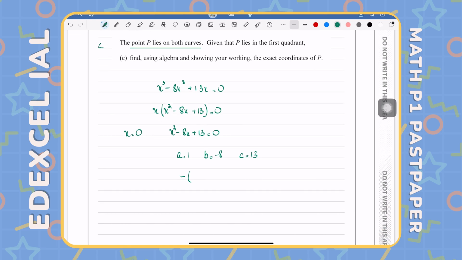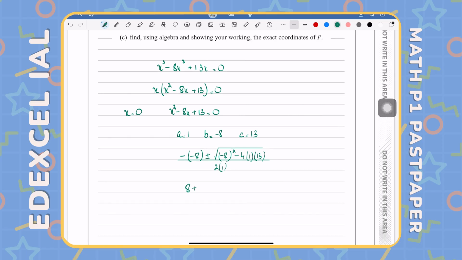So let's plug in these values in the quadratic formula. So minus -8 plus or minus the square root of b squared minus 4ac. So that means -8 squared minus 4 times 1 times 13, divided by 2a. So 2a means 2 times 1. Okay, now let's simplify. So we have 8 plus or minus the square root of 64, which is the square of -8, and 4 times 13 is 52. So 64 minus 52 is going to be equal to 12. Use your calculator if you're not feeling too confident about your mental maths, nothing to worry about.